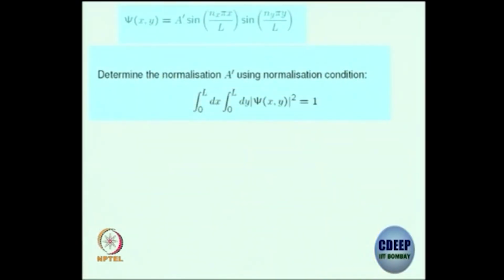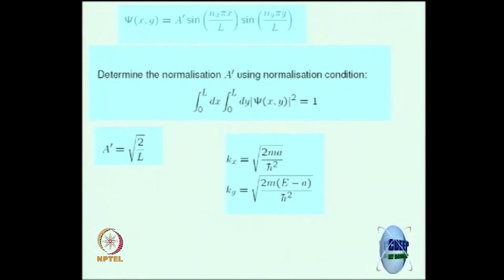And how do you fix the normalization? You integrate over dx as well as dy because it's a two-dimensional problem, and you can fix the normalization. Is this correct? A prime is root 2 by L or it is going to be just 2 by L? It has to be 2 by L. For each integration there will be a root 2 by L. So this also you should correct.